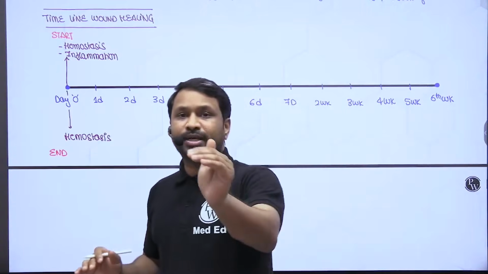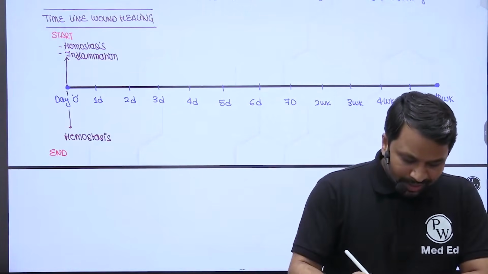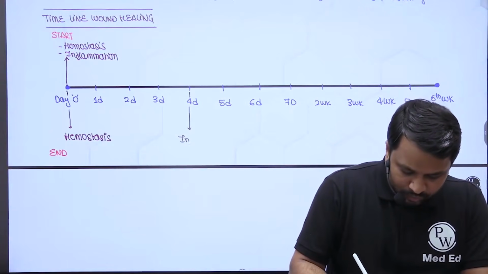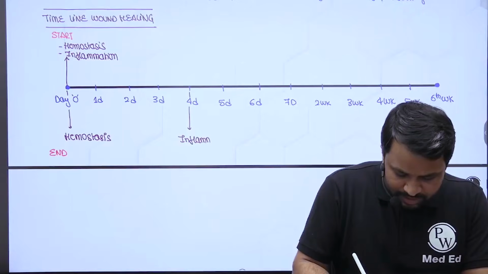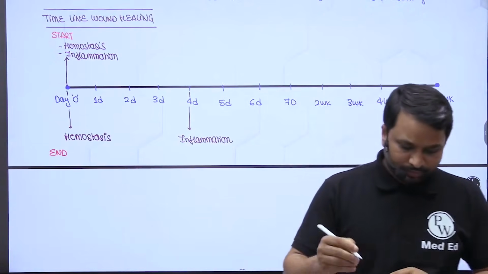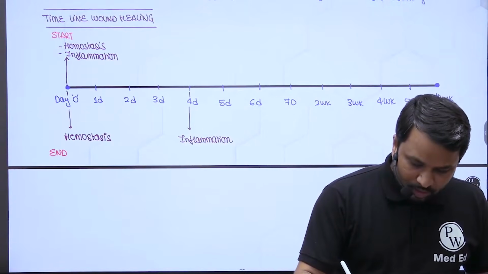So what starts on day 0? It is the hemostasis and inflammation. What ends? It is going to be hemostasis. When does the inflammation end? Remember, the inflammation is going to end on day 4. So inflammation starts on day 0, but it is going to end on day 4, right? The first day is going to be a holiday. There is nothing which is going to happen on day 1.